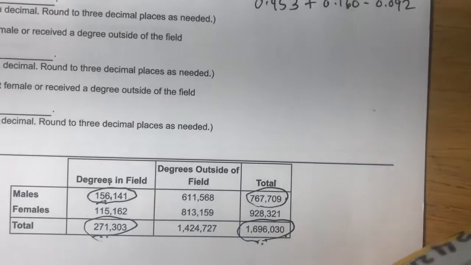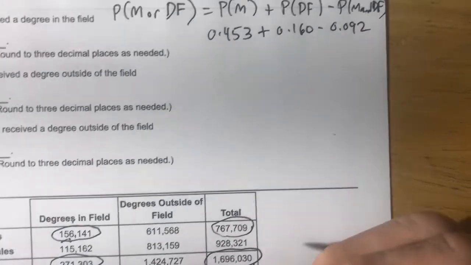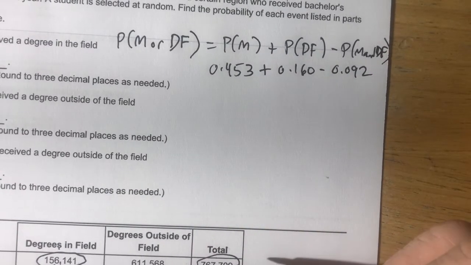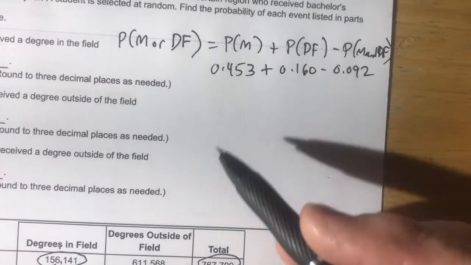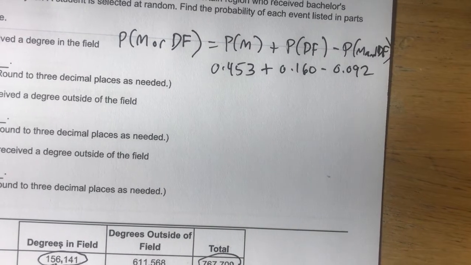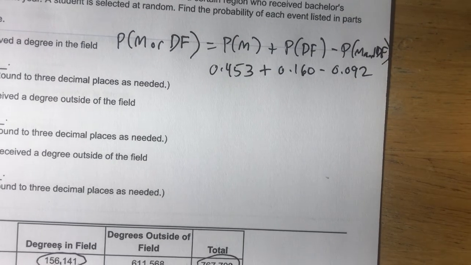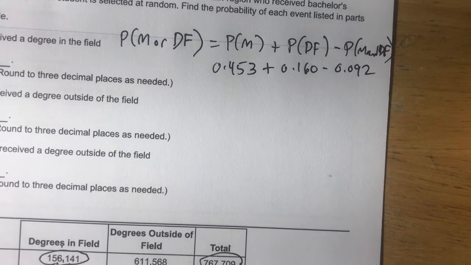Now, an easier way to do this, instead of dividing, because you know, the first one, the probability that they're male was this divided by this. And then the second one was this divided by this. And then the third one was that divided by this. And like we've done on the previous problems, you can just add the tops and then divide.